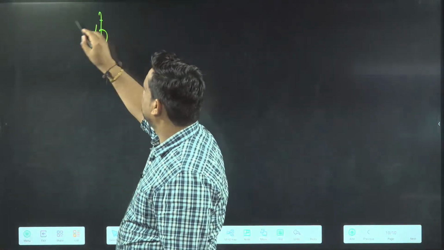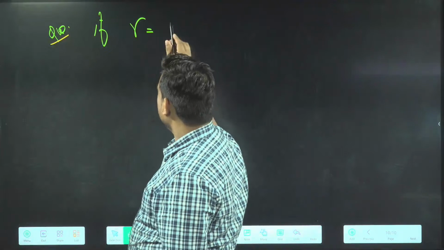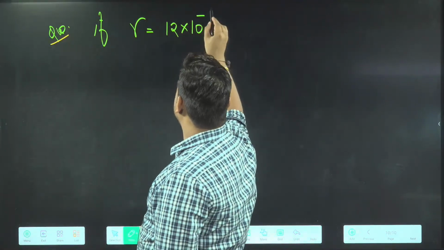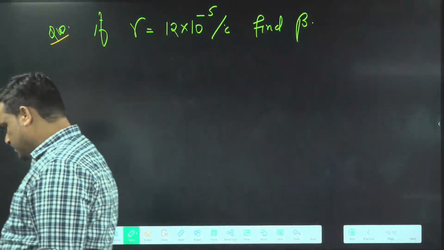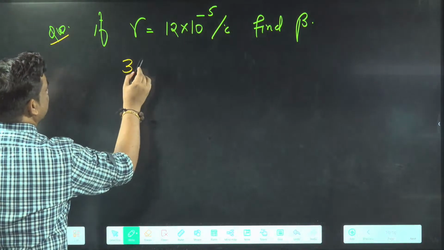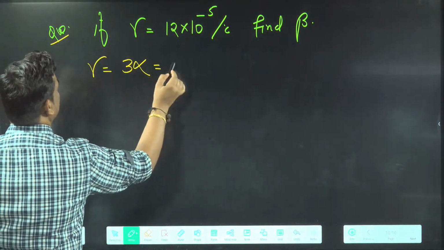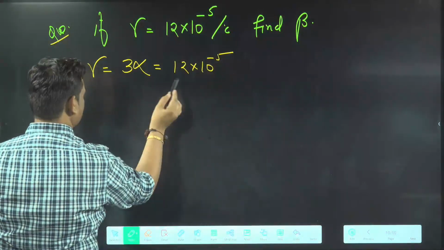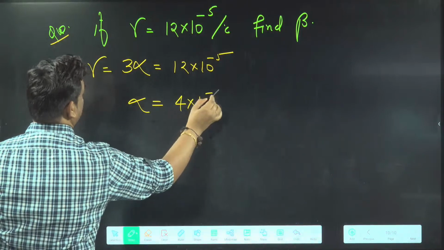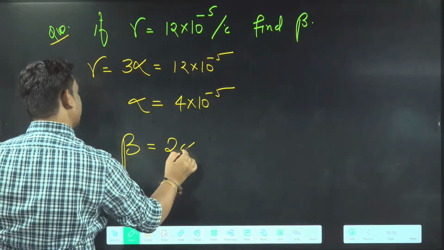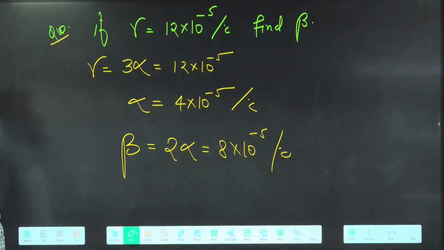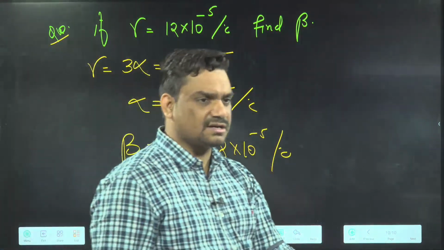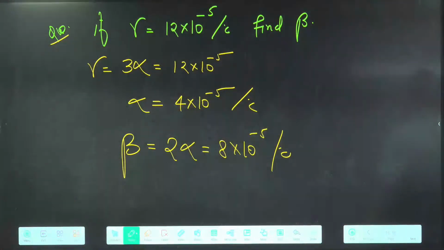If gamma equals 12 into 10 power minus 5 per degree Celsius, find beta. Whenever they give a question like this, first of all you have to find alpha. Gamma is nothing but 3 alpha, so 3 alpha equals 12 into 10 power minus 5, which gives alpha as 4 into 10 power minus 5. Beta is nothing but 2 alpha, so we get 8 into 10 power minus 5. Very easy question, you just read it and you get the correct answer. Okay, this is correct, done. Can I tell the next question in this topic?